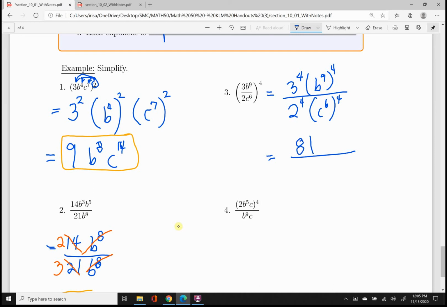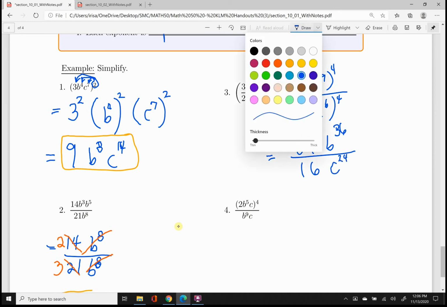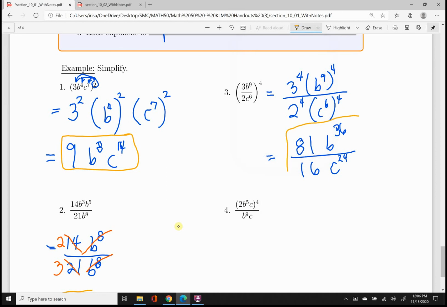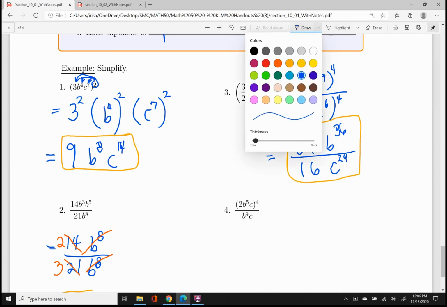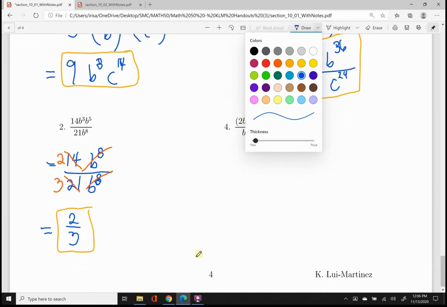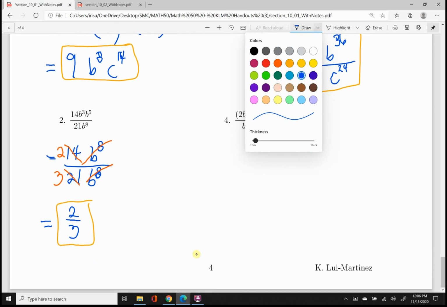b to the 9 times 4th power is going to be b to the 36th power, because 9 times 4 is 36. 2 to the 4th power is 2 times 2 times 2 times 2, aka 16. And c to the 6 times 4 power is c to the 24th power. And there's no more simplification to be done there. All right, last one in this section, and then we're going to move on to learning some more exponent rules, okay? So here we go.